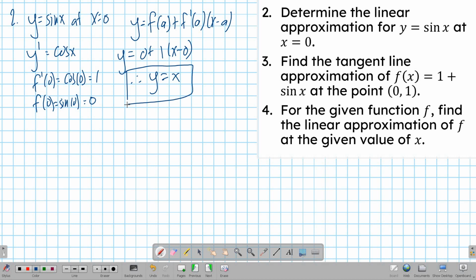Which would mean, if we are asked to estimate some values near x equals 0, for example, sine of 0.01 using the tangent line approximation, this is actually just the same as 0.01, because using the tangent line approximation, y is equal to x.